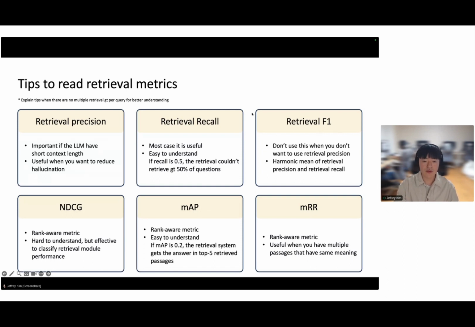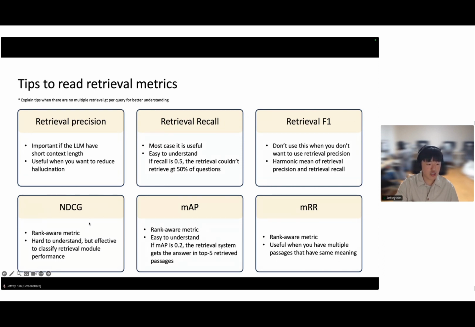And there is retriever F1. F1 is the harmonic mean of precision and recall, right? So when you have long context length and don't want to use precision, please don't use this metric, just as you wouldn't use retrieval precision. But if you want to get a mean of precision and recall, F1 will be a great choice.